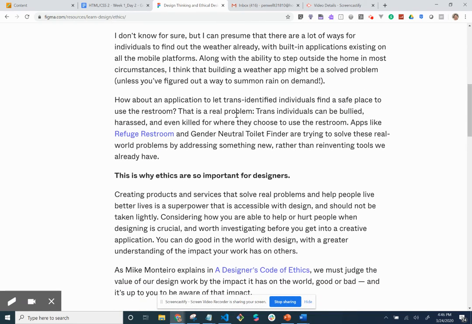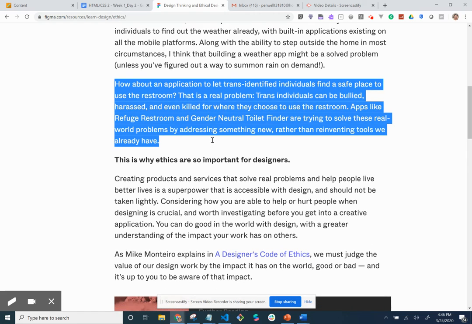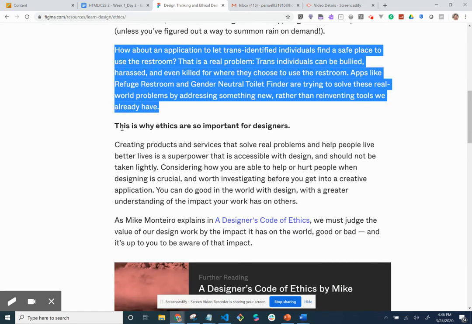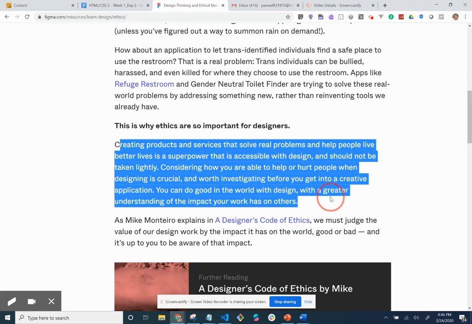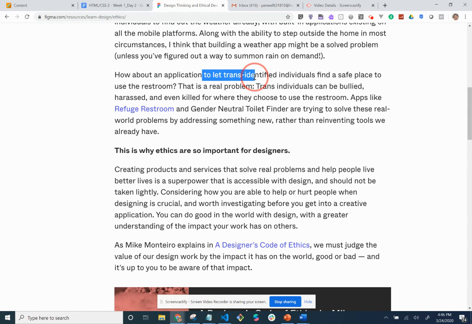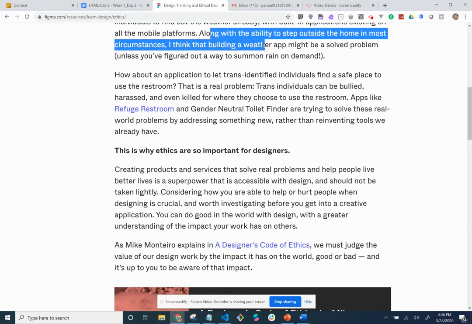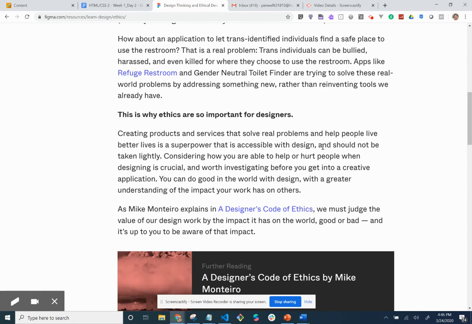Let's see. How about an application to let trans-identified individuals find a safe place to use the restroom? This is a real problem. So this is why ethics are important for designers. Creating products and services that solve real problems, finding a restroom or seeing what the weather is, can help people live better lives, and it's a superpower that is accessible with design.